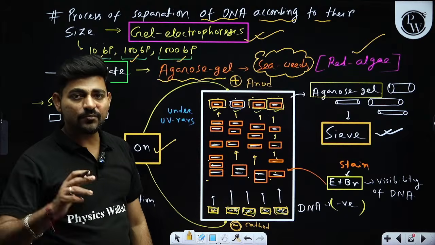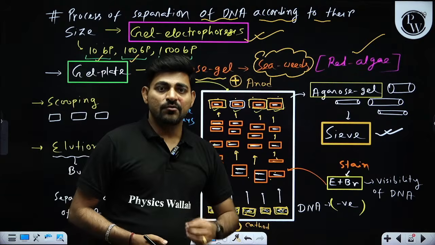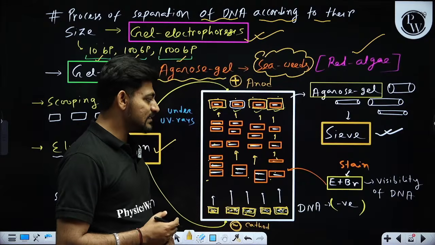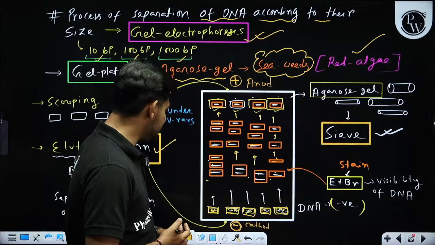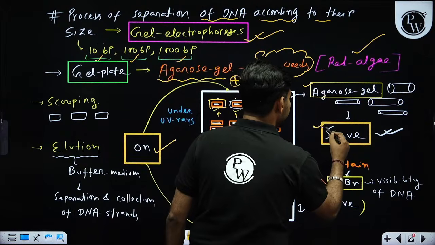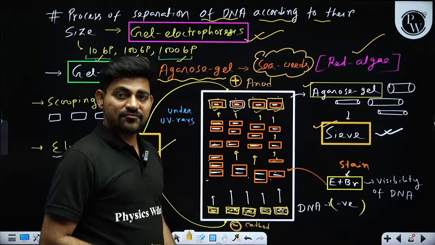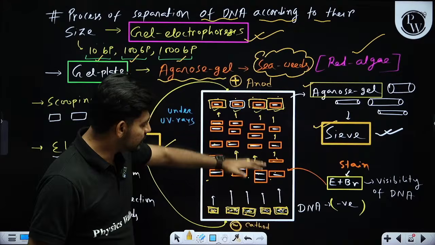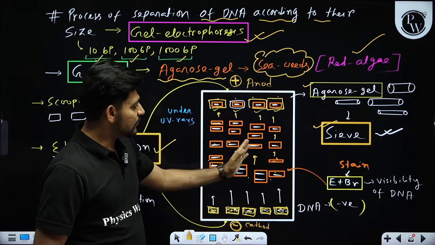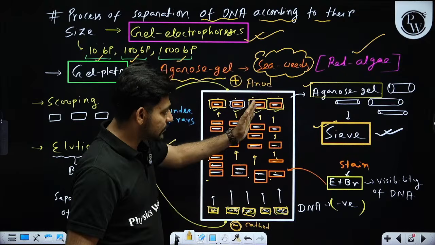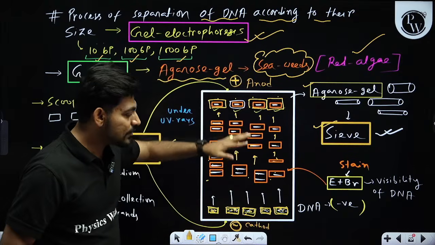One more question is asked: why is agarose gel used to separate this DNA based upon their size? Because this agarose gel has a sieving property. It can filter the DNA in the course of their movement. It promotes movement of smaller DNA faster and larger DNA slower.